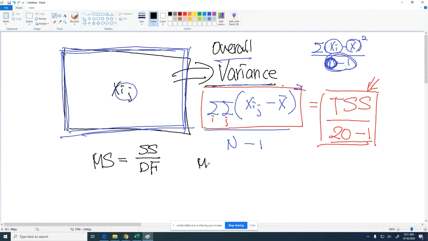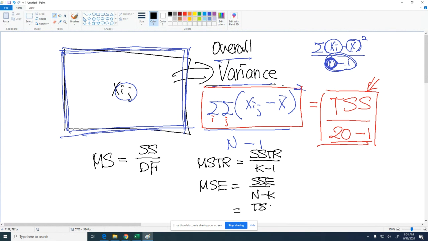So MSTR, that is the SSTR over K minus 1, and MSE from SSE over the degree of freedom. Now, when I take the ratio TSS over N minus 1, I can name it TMS. They are all the variances. It's a type of the variances.